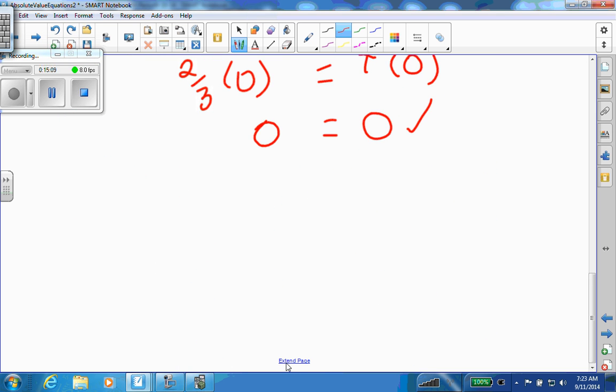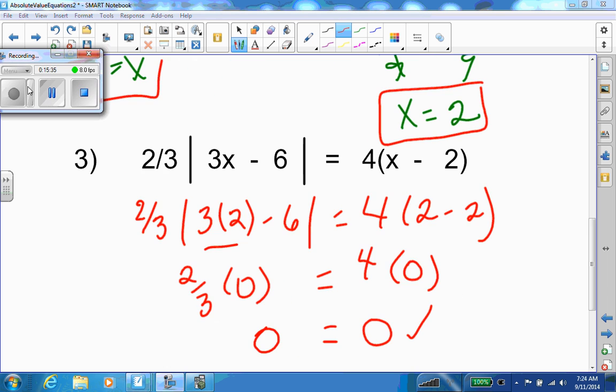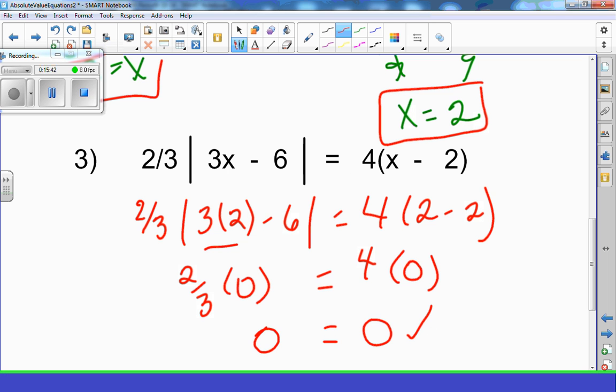So our solution, written in set builder notation, would be x such that x is equal to 2. On a number line, we would just show 1 point plotted at positive 2 to show that our solution is equal to the number 2. So I hope that these 3 examples have helped you to better understand how to solve an absolute value equation in some tricky types of problems.